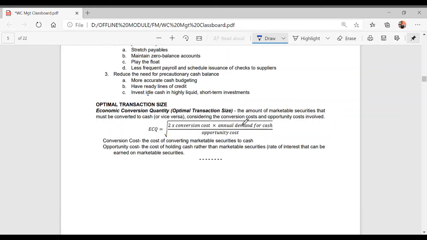So the formula is we have 2 times the conversion cost times the annual demand for cash over the opportunity cost. Okay, so the conversion cost is the cost of converting the marketable securities to cash, and the opportunity cost is the cost of holding cash rather than the marketable securities. And usually this is a rate of interest. So this is in the form of percentage.